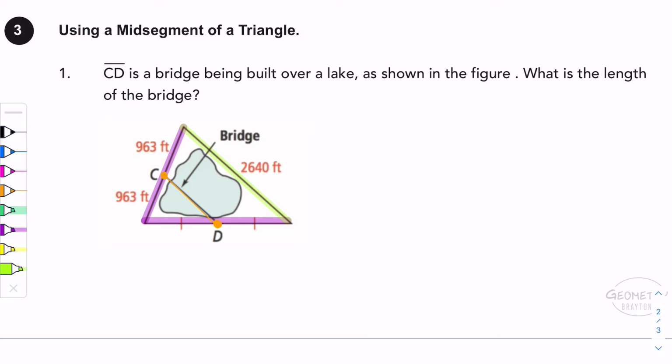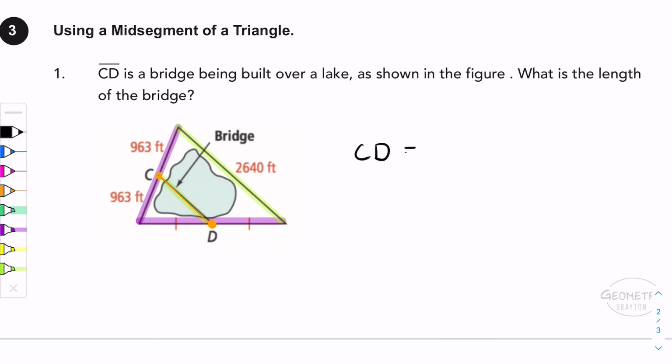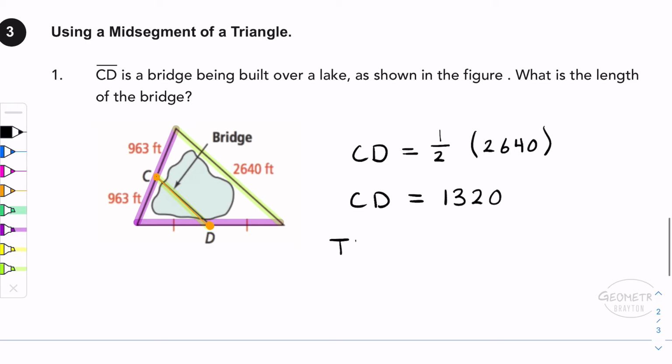If you're looking for the length of the bridge over that body of water, that bridge has to be half the length of the third side of the triangle. So I'm going to write CD is equal to 1/2 times the length, which is 2,640 feet. In this case, CD is equal to 1,320 feet. Because this is a real world problem, I'm going to write my final answer as a sentence, and I'm going to say the length of the bridge is 1,320 feet.